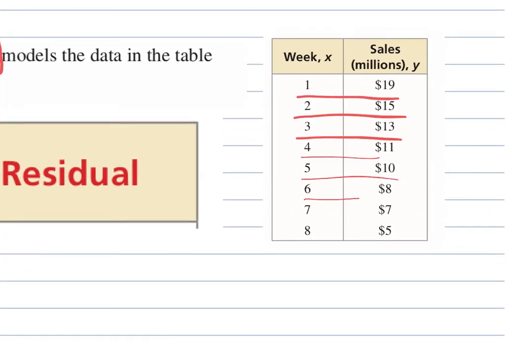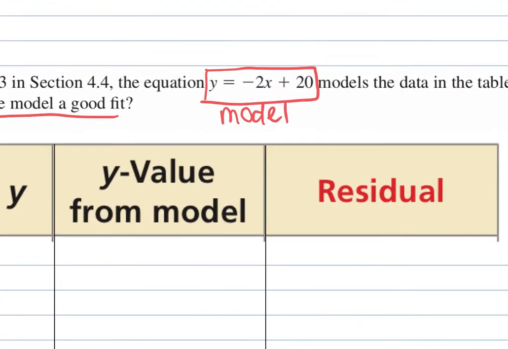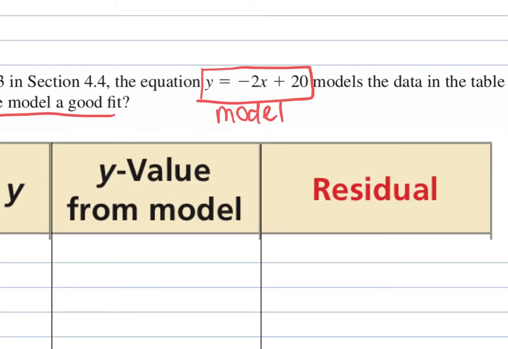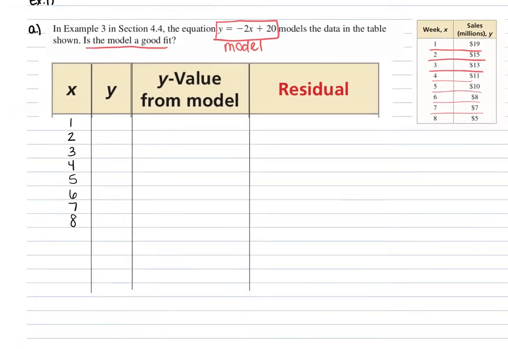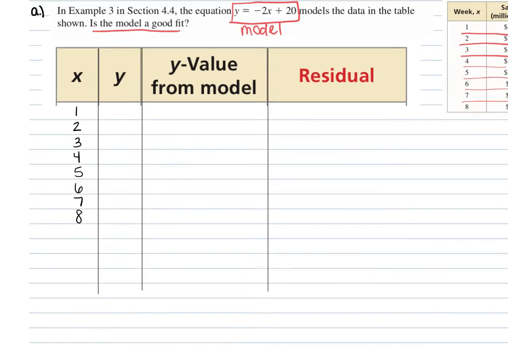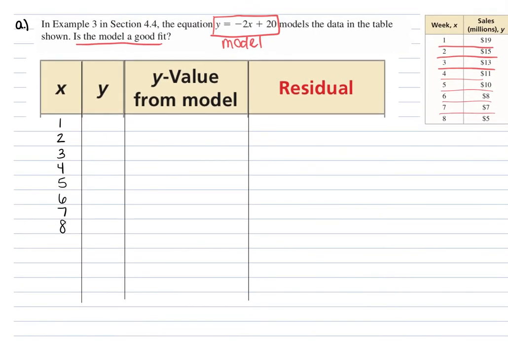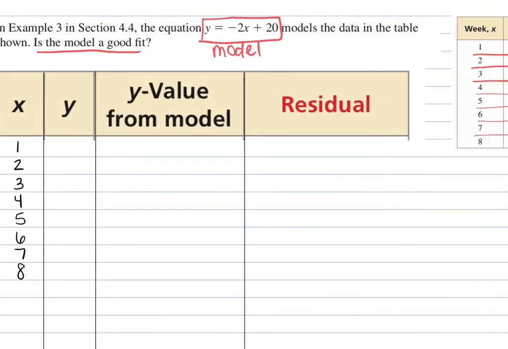So we're given all this data. This is our scatter plot. And then we approximated that data using this model, or this is our line of fit, okay? Now we're going to compare the two, okay? So we've got x, we've got y, we've got the y values from the model, and then we're going to calculate the residual, okay?